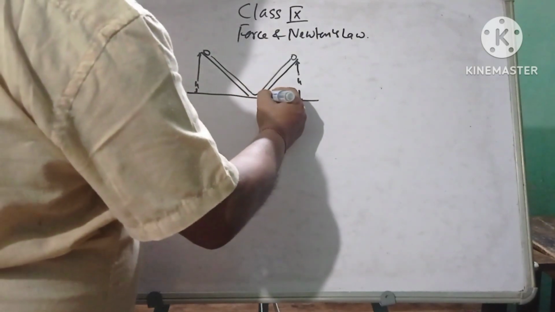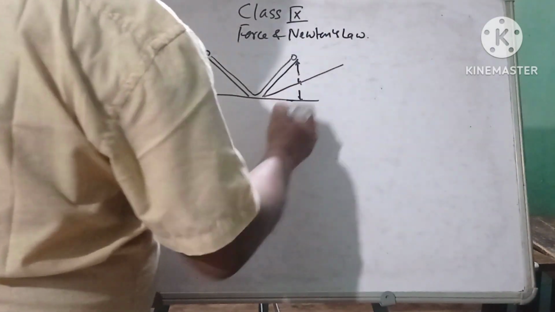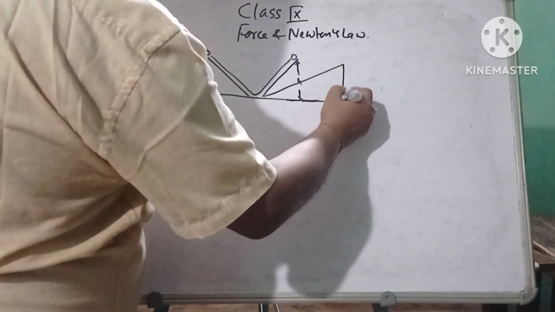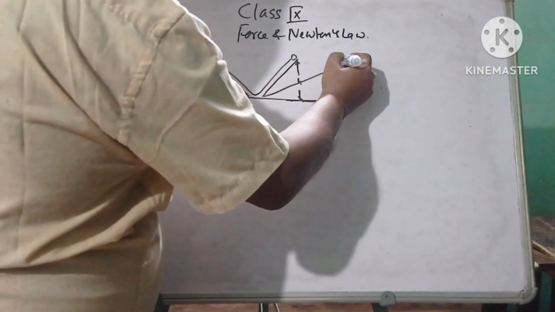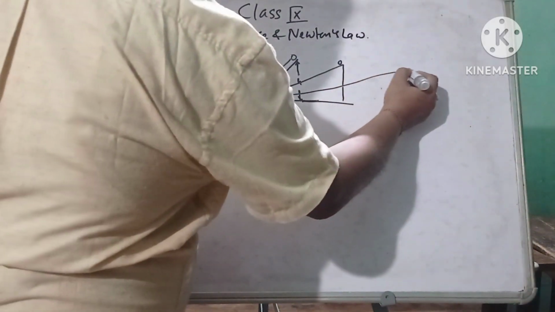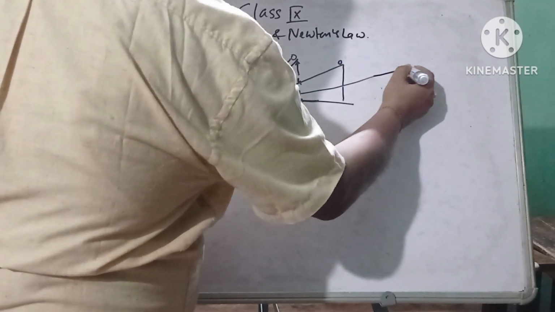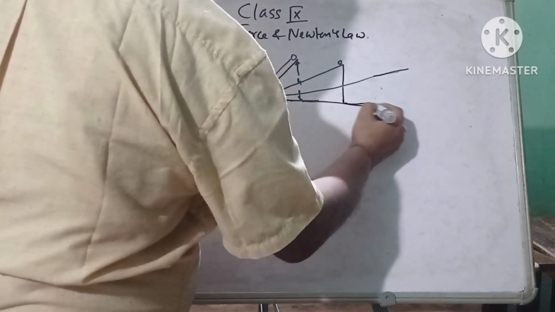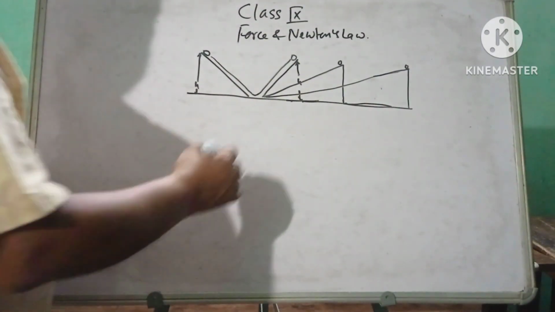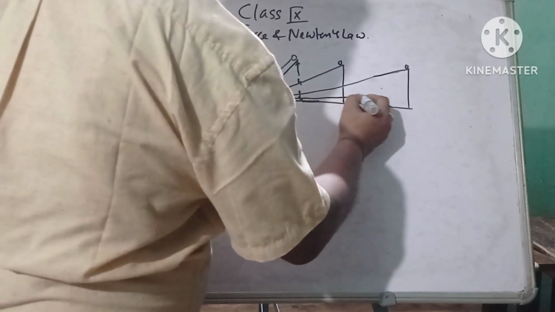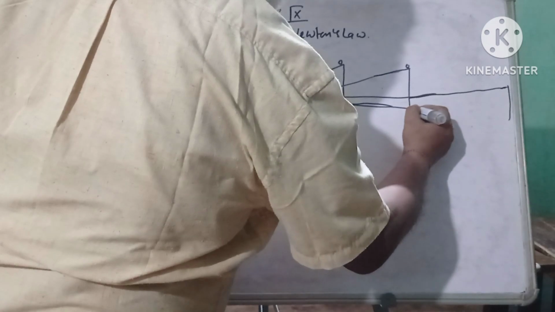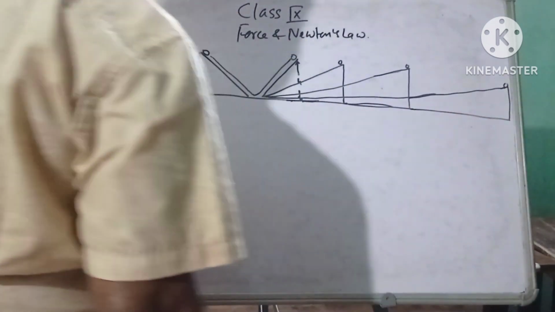Now the plank was made a little bit slanted. To reach the same height, the ball moved up to this distance. Again, the angle was decreased, and to reach the same height, the ball reached here. Again the angle was decreased, and to reach the same height, it travelled to a distance here.